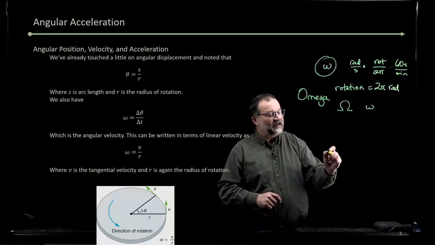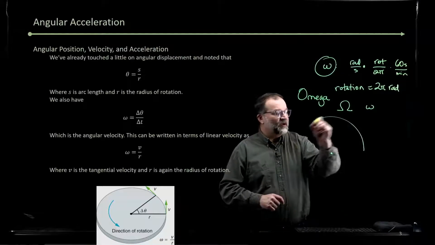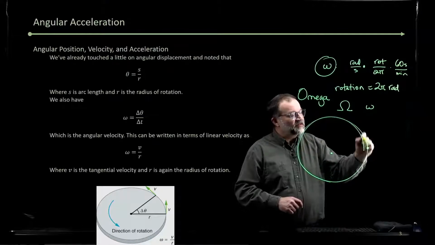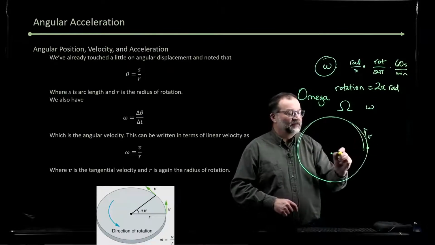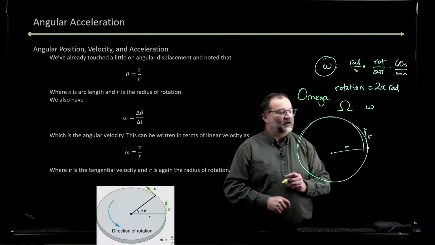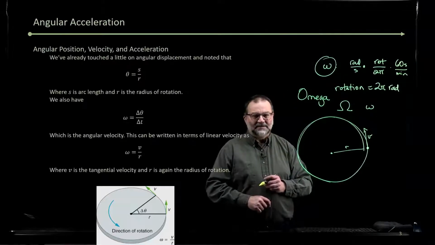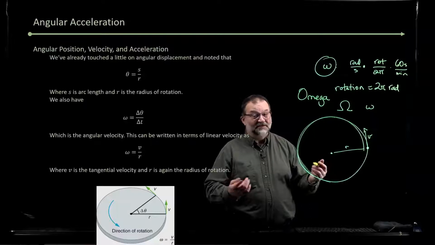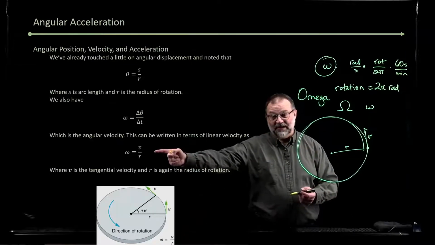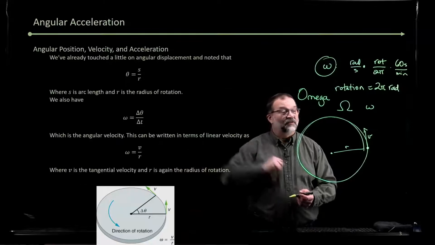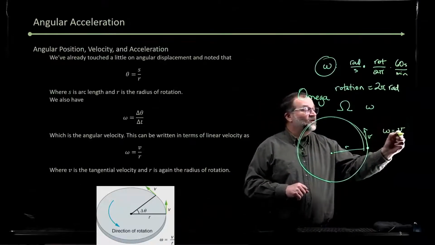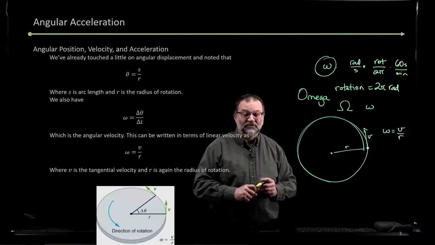Well, if we take something that's going around in a circle and we look at what's the velocity of a point out here that's at some radius r, what's the velocity out there? Well, the angular velocity is omega equals v over r. So omega is v over r. That's simple and straightforward enough.